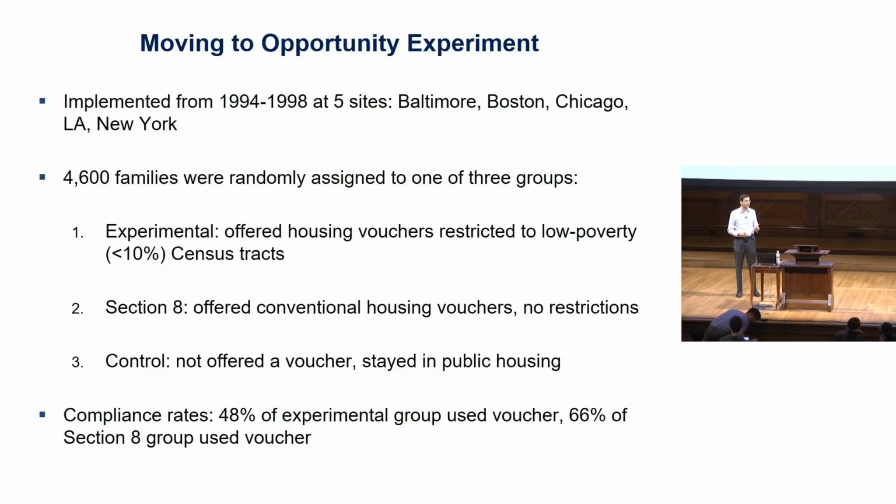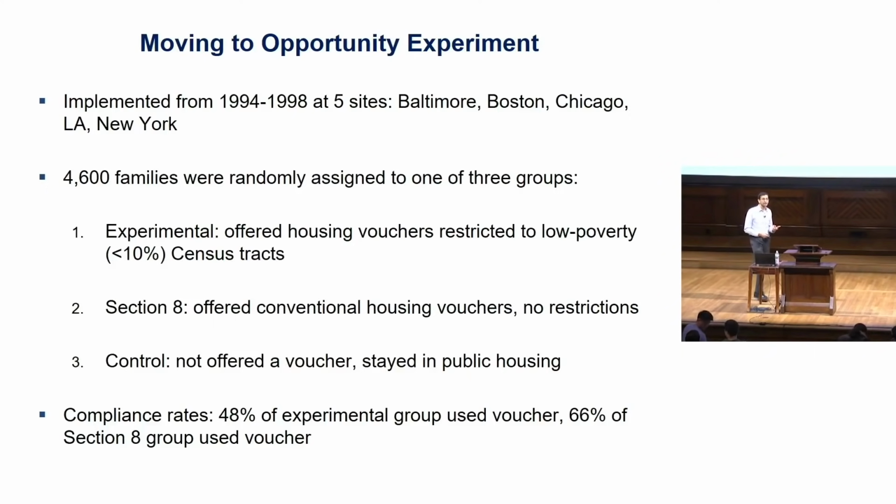The moving to opportunity experiment is a very famous experiment in social science. It's one of the rare cases where we were able to test a hypothesis by actually conducting a true scientific randomized experiment. Usually, as we've discussed, that's very hard to do in the social sciences. In this case, it was implemented in the Clinton administration by the Housing and Urban Development Agency from 1994 to 1998 in 5 major cities in the United States: Baltimore, Boston, Chicago, LA, and New York.